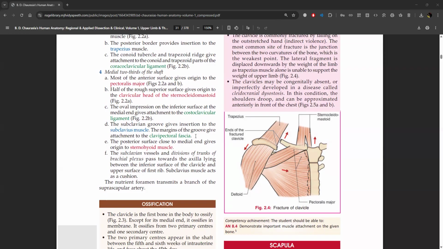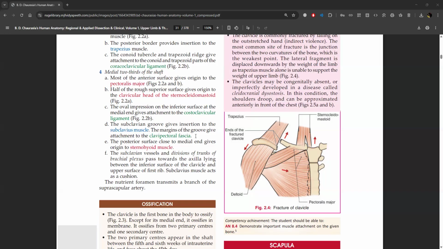The oval impression on the inferior surface at the medial end gives attachment to the costoclavicular ligament. The subclavian groove gives insertion to the subclavius muscle. The margins of the groove give attachment to the clavipectoral fascia. The posterior surface close to the medial end gives origin to the sternohyoid muscle.